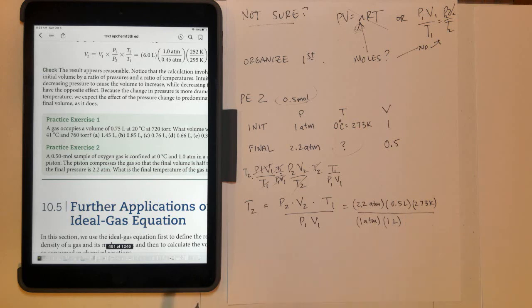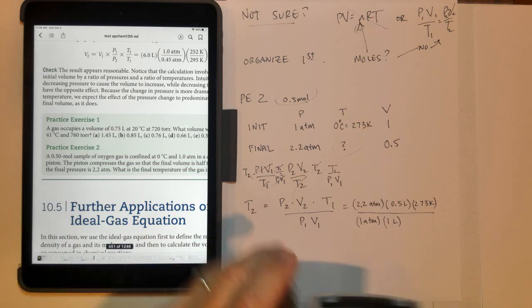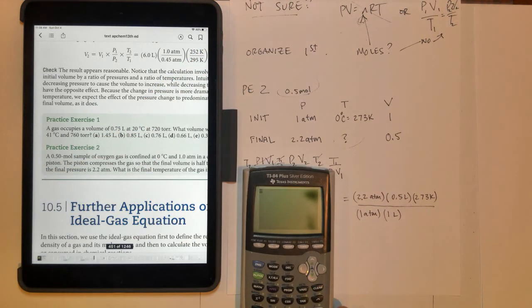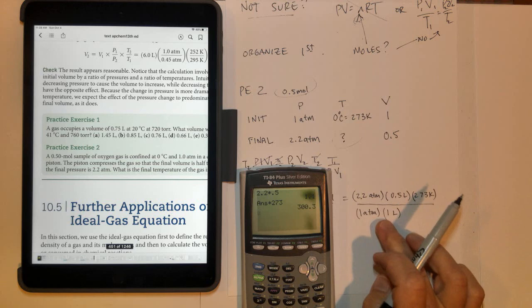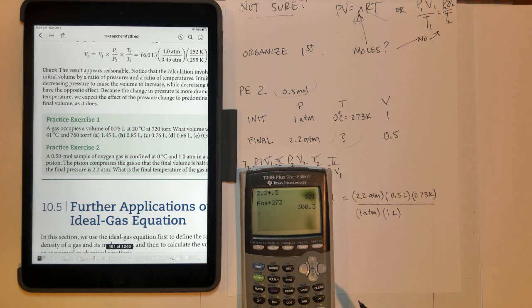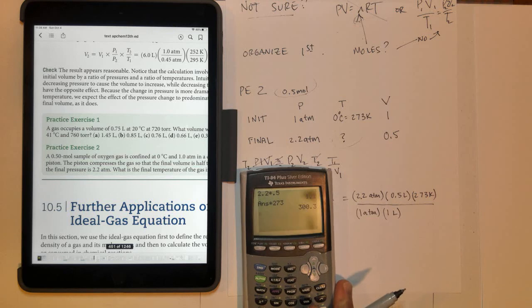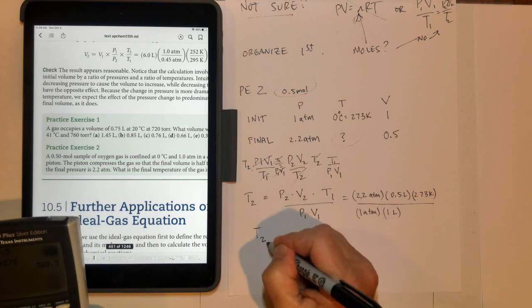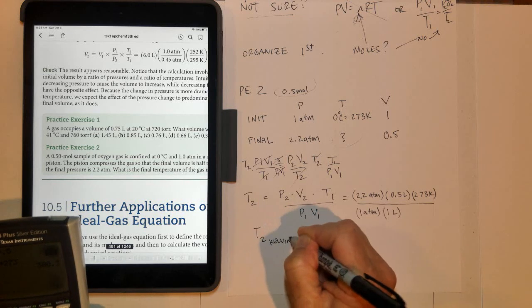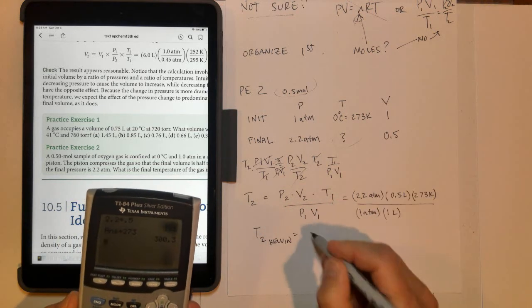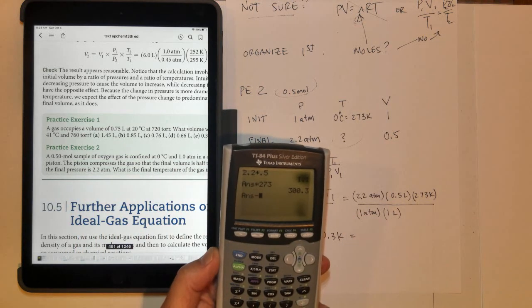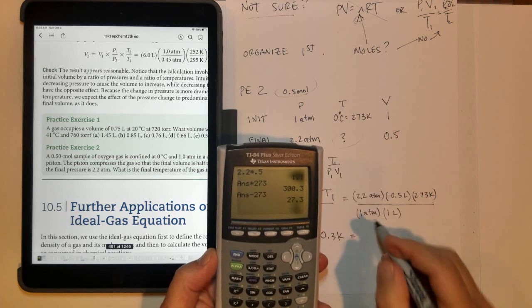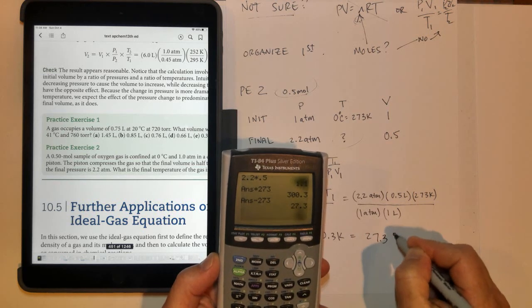All right, let's try that on our calculator. Let's see where we end up. So I think it's valuable sometimes to see you do this on the calculator here. 2.2 times 0.5, enter, times 273, enter, and then I'm going to divide by 1 times 1. Kind of nice that I chose 1 liter right here, but if you chose something else, then you'd have to divide. 300.3. So my final temperature in Kelvin, because notice my relationship here had to be in Kelvin, is 300.3 Kelvin. It asked for the temperature in Celsius, so subtract out 273, and I end up with 27.3 degrees Celsius.